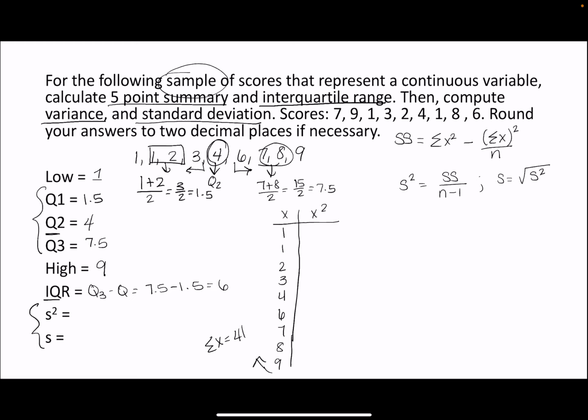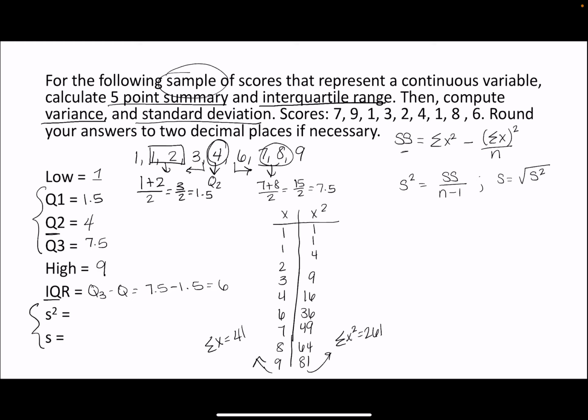Okay, and then we're going to come over here and we're going to take each one of these and square them. So we've got 1, 1, 4, 9, 16, 36, 49, 64, and 81. And again, we're going to sum those up. So this is the sum of our x's squared, and that is going to add up to 261.